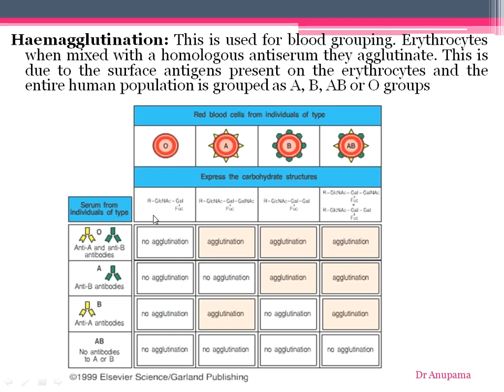Say for example, to this particular RBC, which has no antigens, that is in the case of O blood group, even when you add antigen A and antigen B, antibodies against A and antibodies against B, no agglutination is seen. Even if you add anything, no agglutination is seen over here because of the absence of antigens.